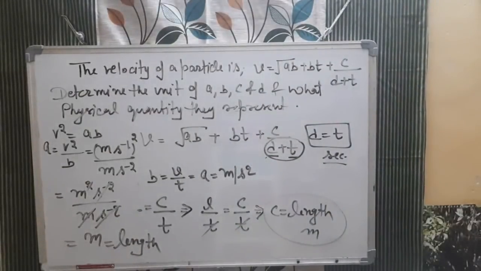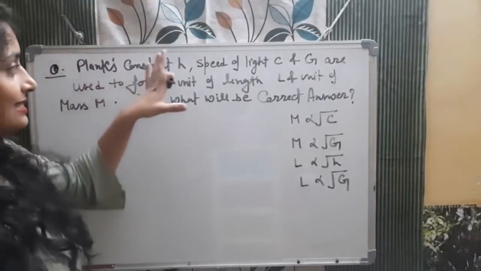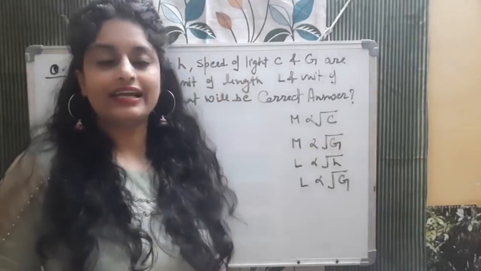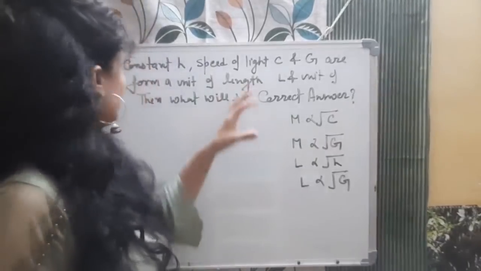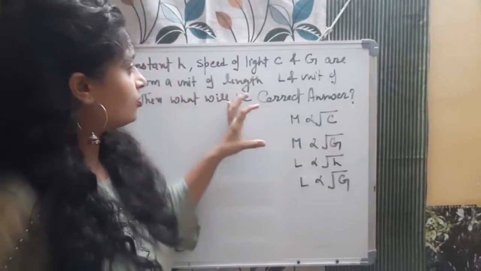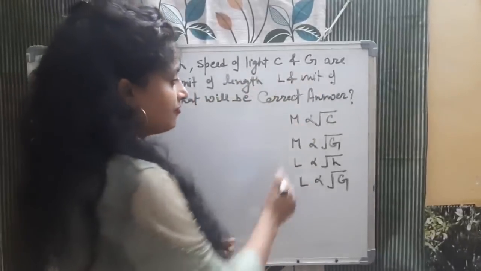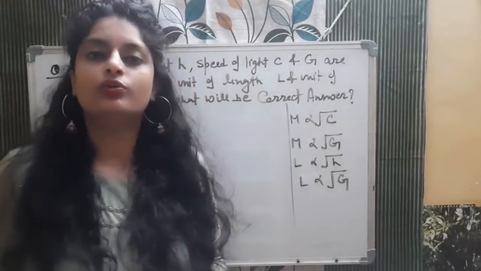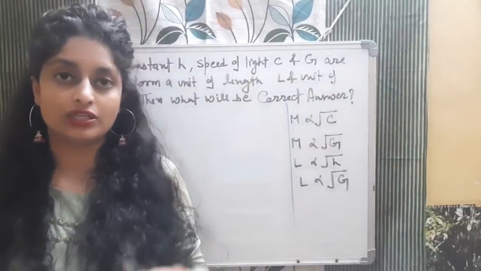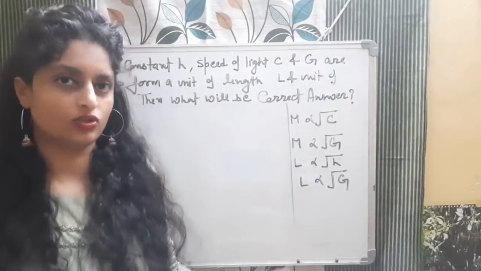So now the next question. Here is our next question of today's class. Planck's constant h, speed of light c and gravitational constant capital G are used to form a unit of length and a unit of mass. Then what will be the correct answer? Four options are given to you. You need to choose the correct option. See, try to understand the question. What is the question?